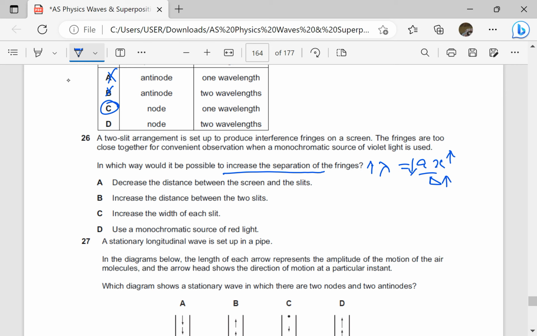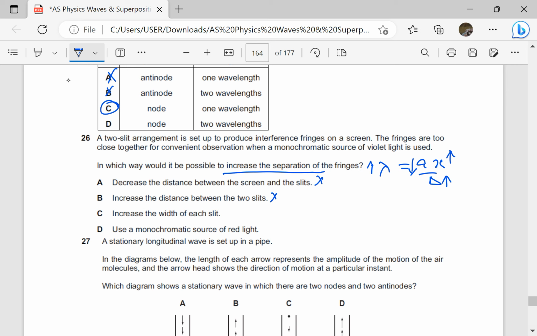Decrease the distance between the screen and the slits. That one will decrease X. Increase the distance between the two slits. Increasing A would also decrease X because they are inversely proportional. Increase the width of each slit.